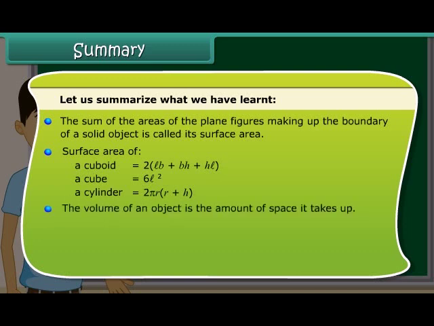The volume of an object is the amount of space it takes up. Volume of a cuboid is equal to L into B into H. Volume of a cube is equal to L cube. Volume of a cylinder is equal to pi r square H.